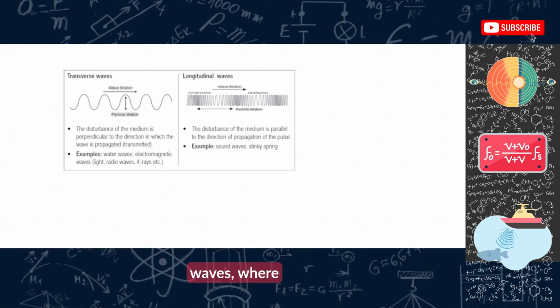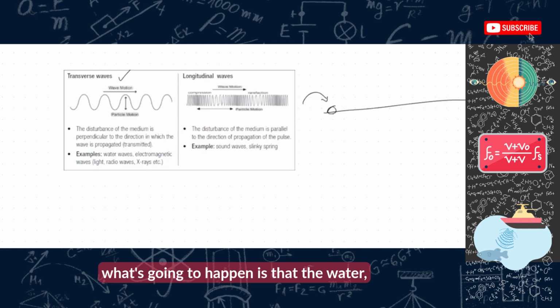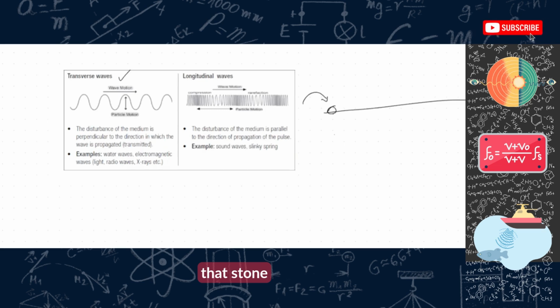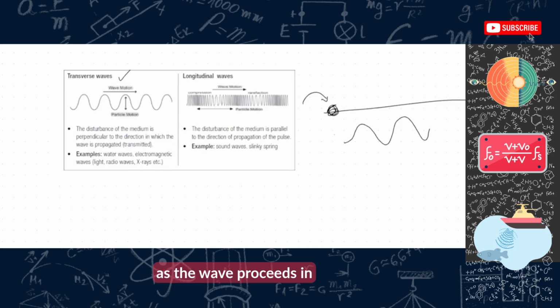We have transverse waves, where the distance of the medium is perpendicular to the direction in which the wave is propagated, so in which the vibration goes to. So here, let's think about water and the ripple effect. If we throw a stone into our water, that stone is going to give the water energy to move up and down, up and down, up and down as the wave proceeds in this direction.